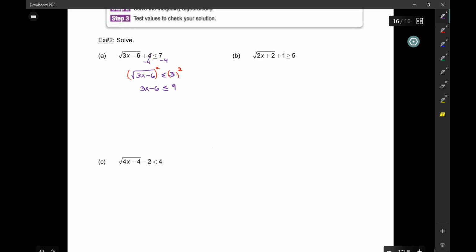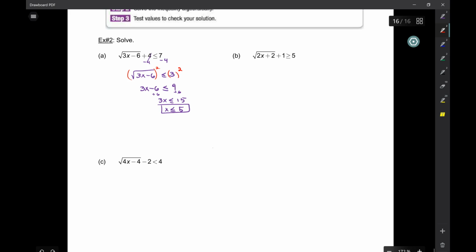Now what? Add 6. So 3x is less than or equal to 15. X is less than or equal to 5. Is that right? Yeah. Okay. But because this is an inequality, there is an added component.